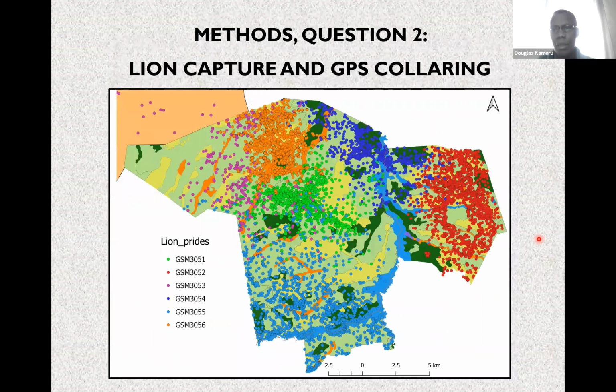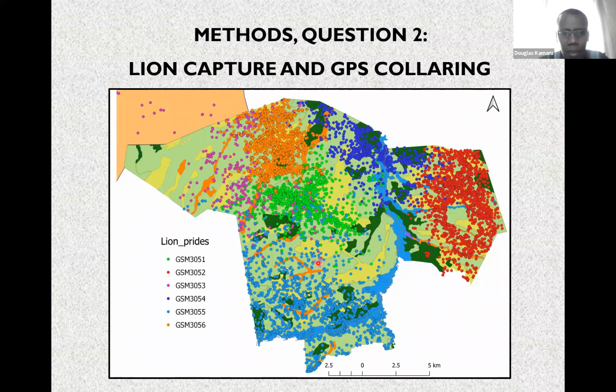Now, to answer my second question, does the big-headed ant change where lions hunt on the landscape? With the help of the Kenya Wildlife Service veterinarian, we captured and collared 6 lionesses from distinct prides within Olpejeta Conservancy, represented by different colors on this map. The 6 prides represented over 80% of individuals. Lions at Olpejeta form cohesive groups, such that the movement of one lioness is a good surrogate for pride-level or group movement.